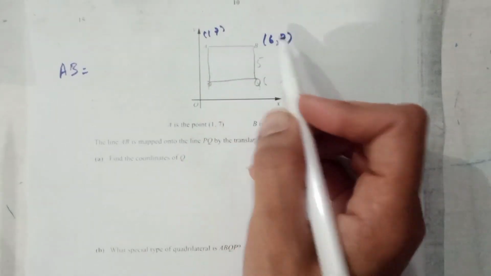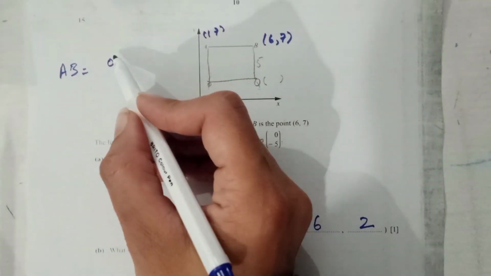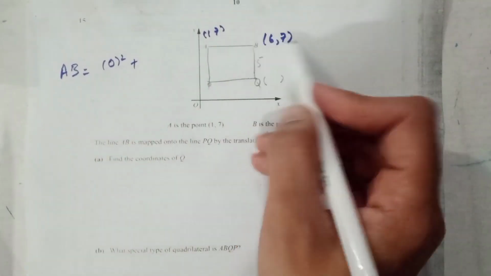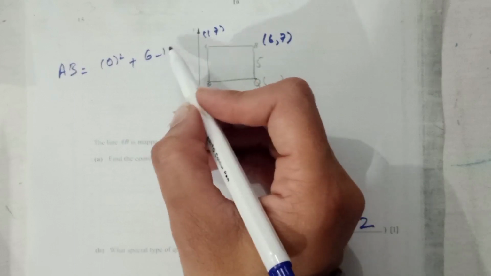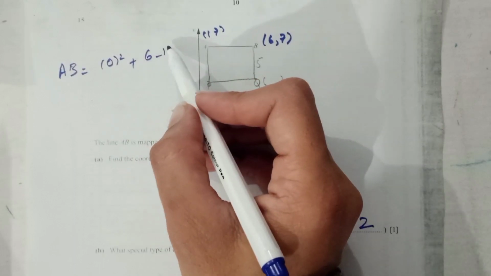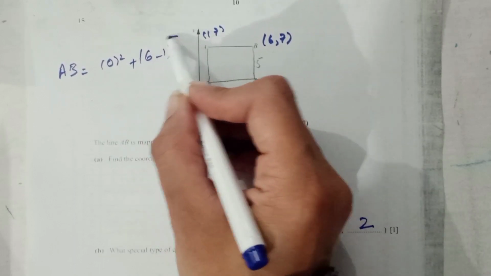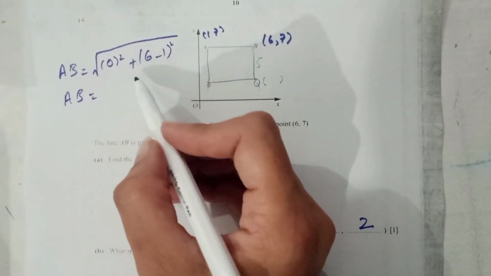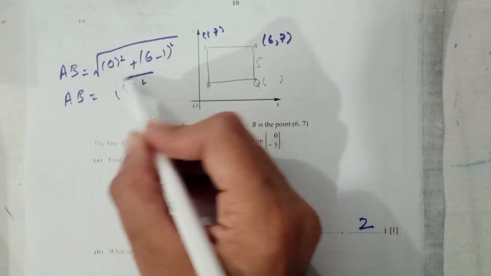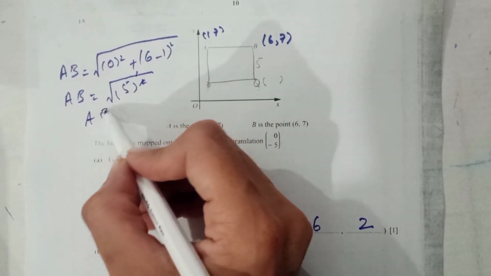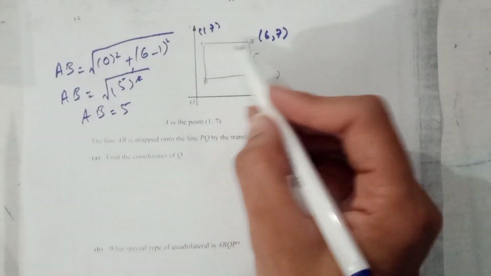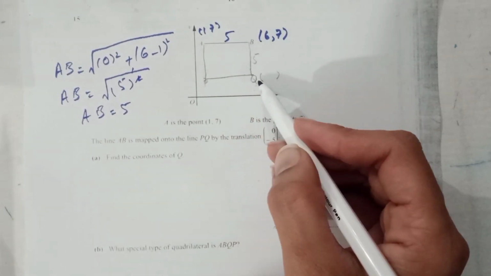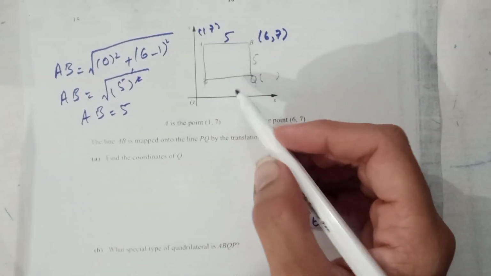AB is, now students, x2 minus x1 we get 0, so 0 squared plus y2 minus y1, 6 minus 1, squared, and under root. That is the distance formula, and by applying this we get 5 squared, under root, so AB is equal to 5. Now this distance is also equal to 5. This distance is 5 and this is 5. It means this is a square. We write there square.